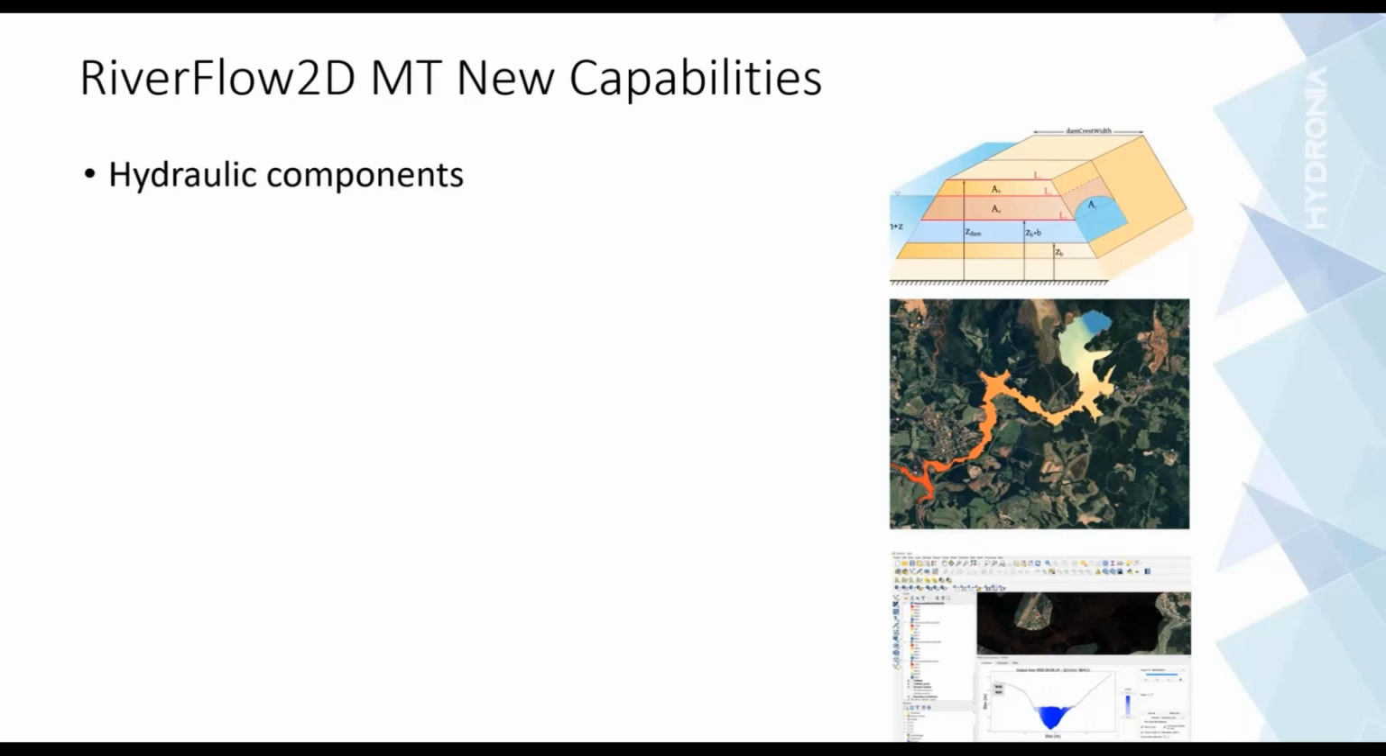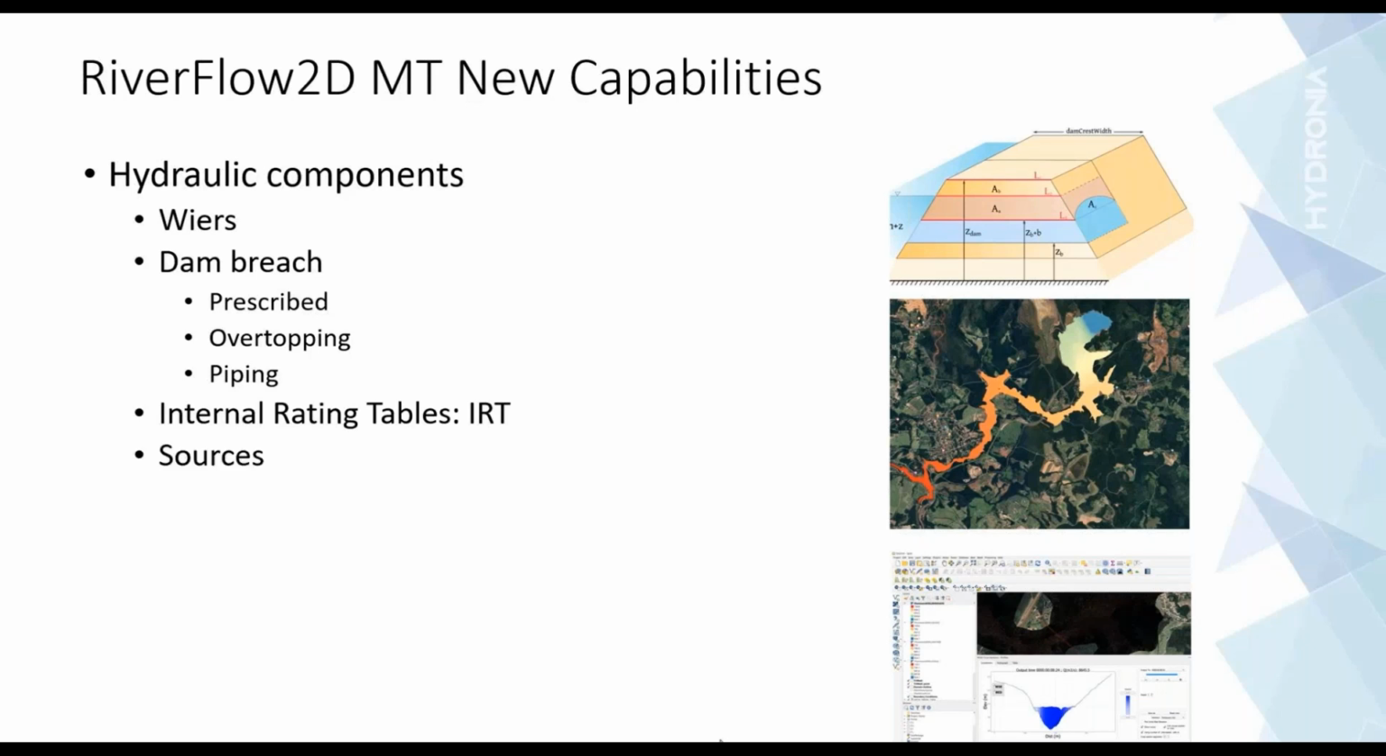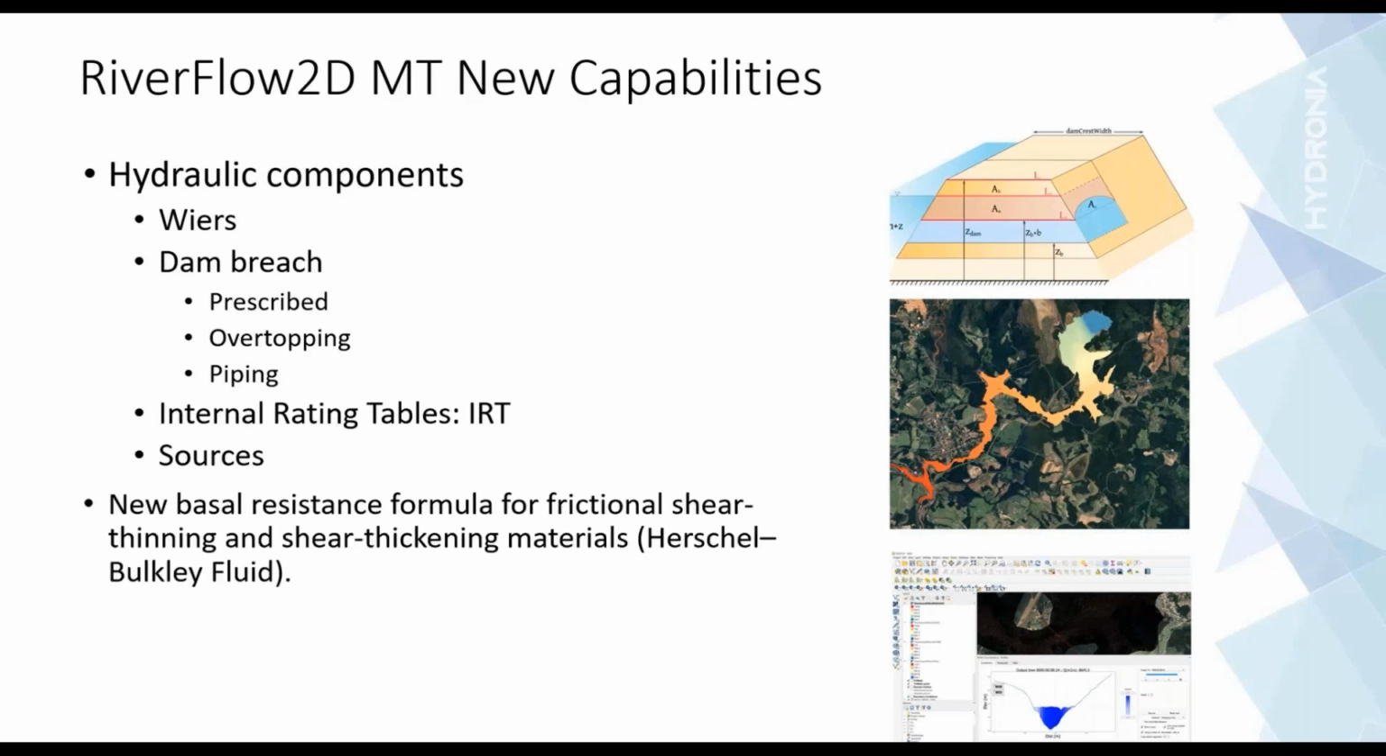Now, the other characteristics of the model include the hydraulic components, weirs, dam breach, as we will see, including the prescribed overtopping and piping, internal rating tables and sources. And we have included recently a new basal resistance formula for frictional shear thinning and shear thickening materials. It's called the Herschel-Bulkley fluid. And we also have included a settling velocity factor that is specific for sediment classes. So the settling velocity can be calibrated in a very fine way, depending on how many classes you have.